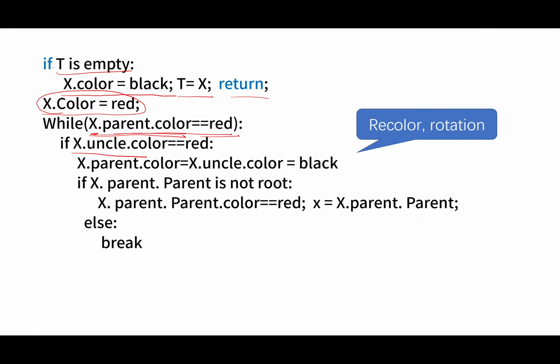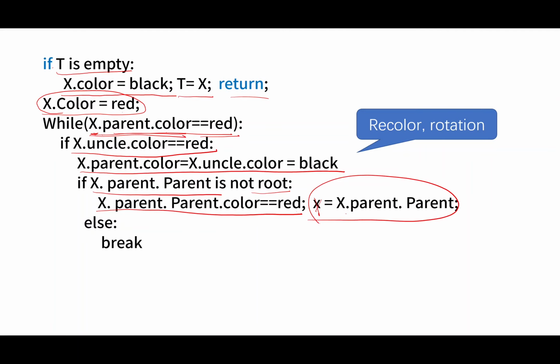We check its uncle's color. If uncle's color is red, then we will make their color from red to black. If the grandparent is not root, then we make grandparent color red, and X becomes the grandparent of X, and we go to the while. Else black, because the grandparent is root. We are done.